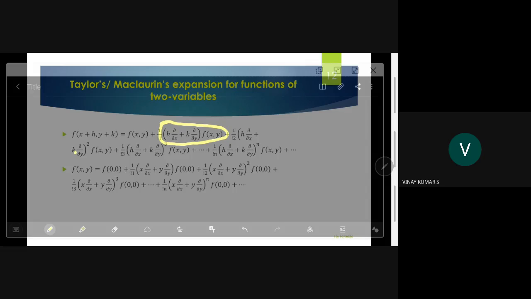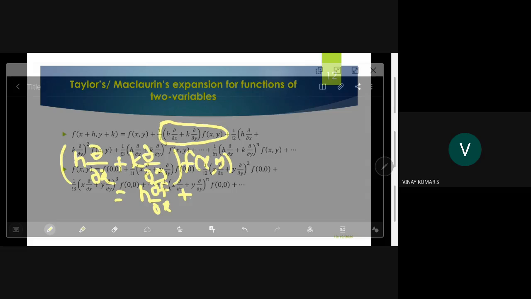If I ask what is h dou by dou x plus k into dou by dou y applied on f of xy, it means simply h into dou f by dou x plus k into dou f by dou y. That is the meaning. Similarly, in short, I am writing like that. But look here, it is easy to remember that. That's why I gave this representation.